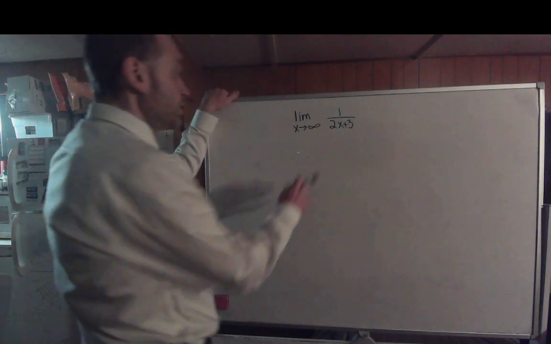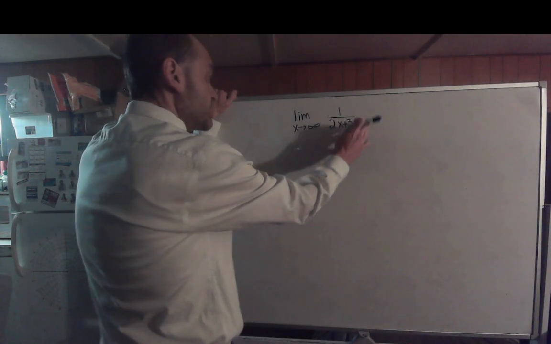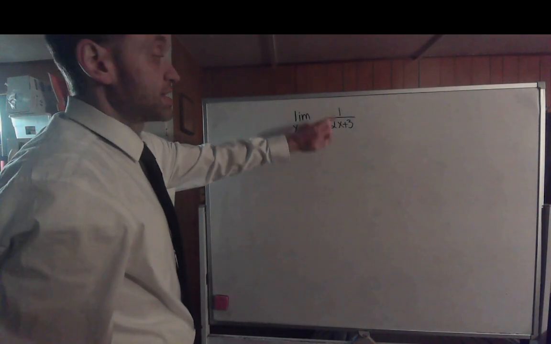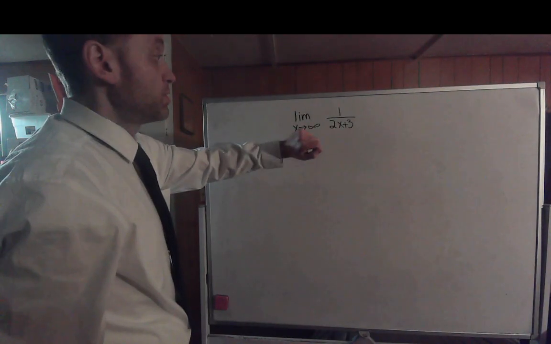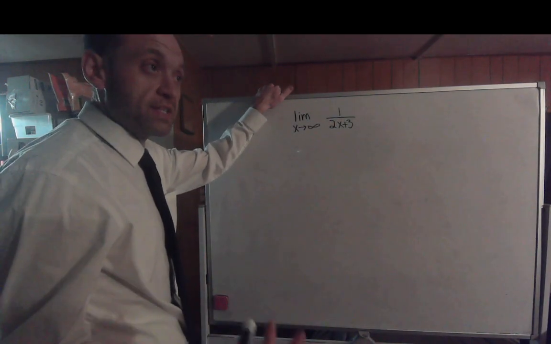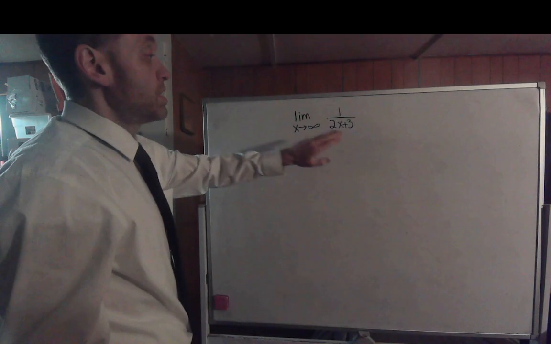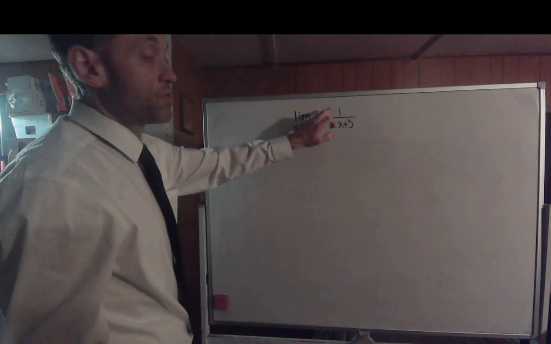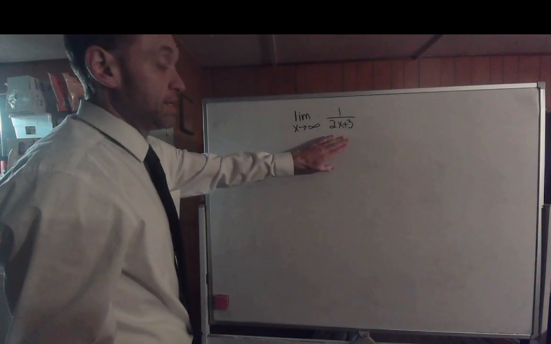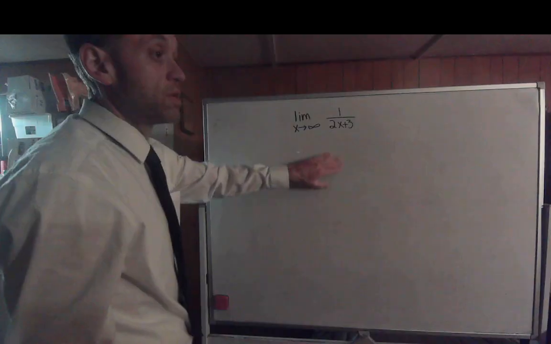So you have the limit as x approaches infinity of 1 over 2x plus 3. We notice the degree of the numerator is less than that of the denominator. Well, that 1, you could think of that as 1 times x to the 0, because x to the 0 will give you a constant. So that means that since the degree of the numerator is less than that of the denominator, the denominator is increasing faster than the numerator.